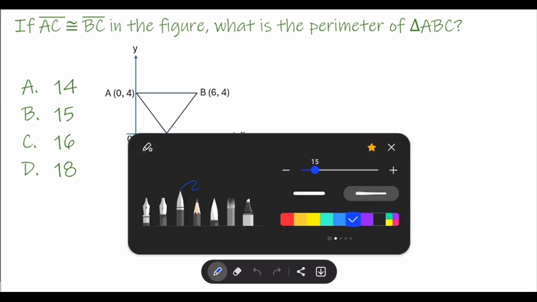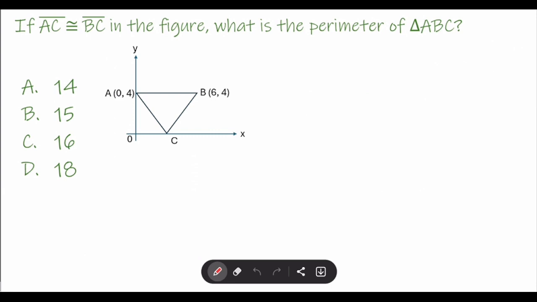So the correct answer for this is actually letter C. It's 16. So how do we get the answer? Why is it 16? Let's analyze the given. It says that AC is congruent to BC.